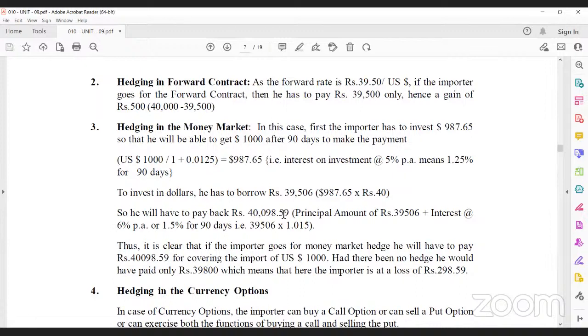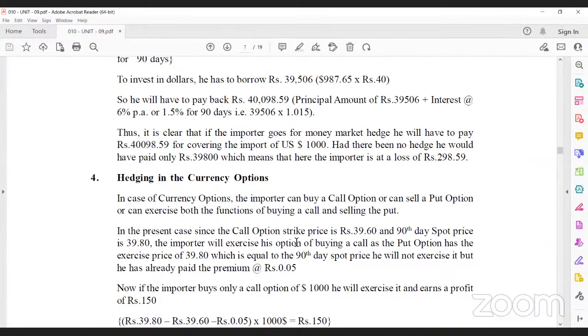So with this, it is clear that if the importer goes for money market hedge, he will have to pay 40,098.59 rupees for converting the import of US dollars 1,000. If he had no hedge, he would pay 39,800 in the first case, which means that the importer is at a loss of 298. So hedging in money market will not give him a benefit.